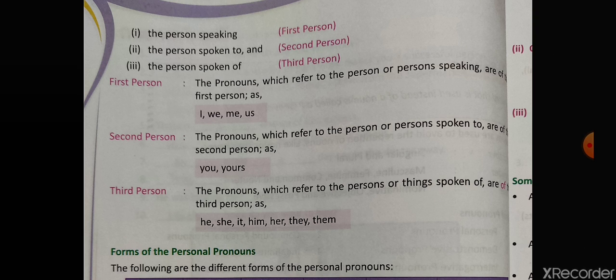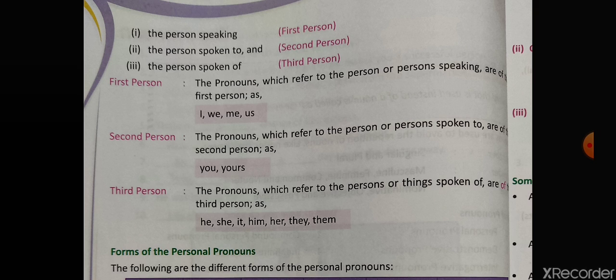When the pronouns are speaking about the other person you are speaking to, like you and yours. If I am in the class and I come and tell you that you have not completed your work, you have failed in the exam, you have topped the class, you have a beautiful handwriting, you have come to the school late, these sentences are about you only. I am talking about you to you.